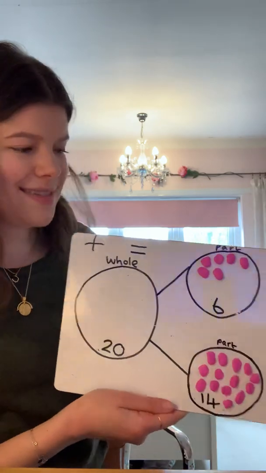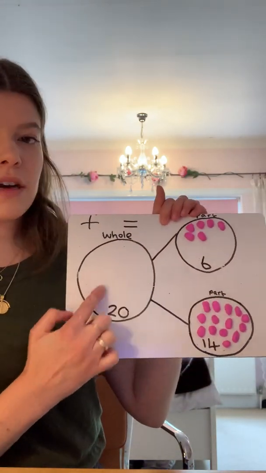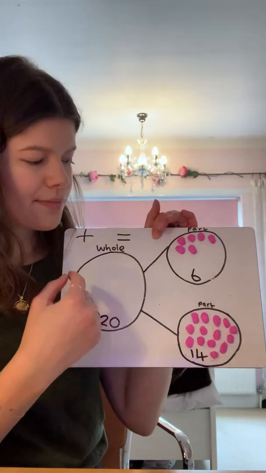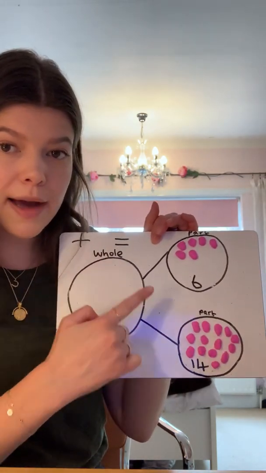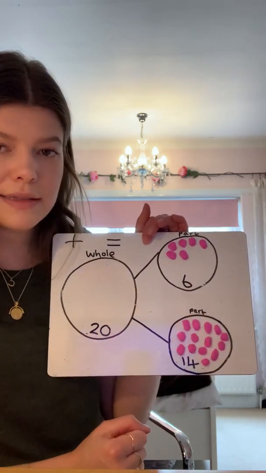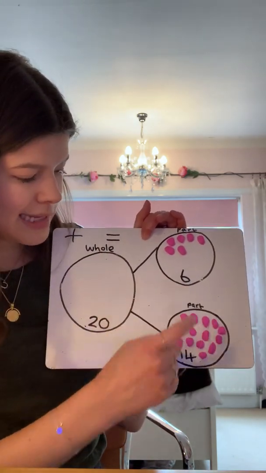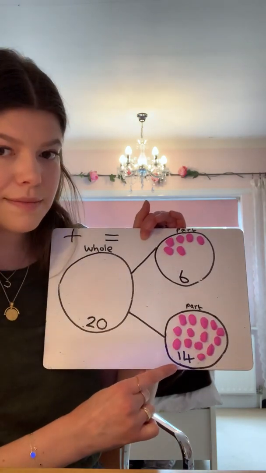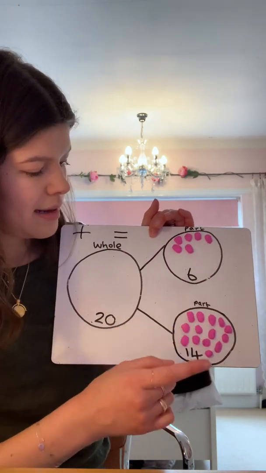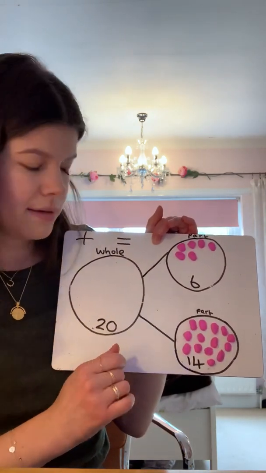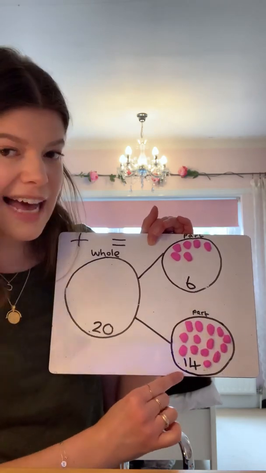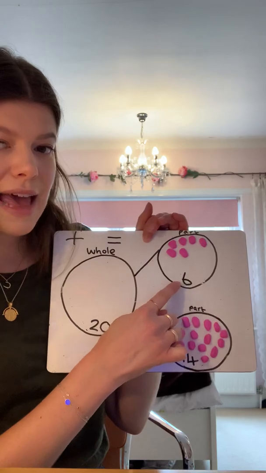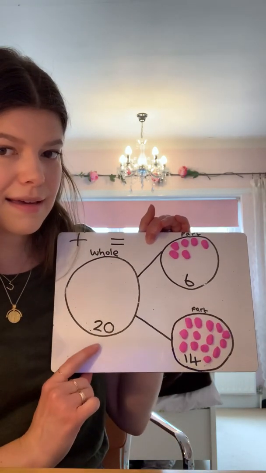It's all about practice. Okay, so I started with 20. 20 is the whole. I split my whole into 2 parts. The parts are 6 and 14. Your turn. The parts are, and now I start to think about my equation. Okay, so 6 and 14 make 20. Can you say that? And make.